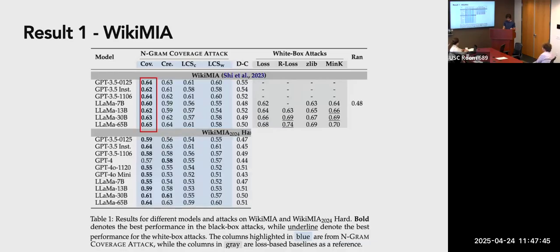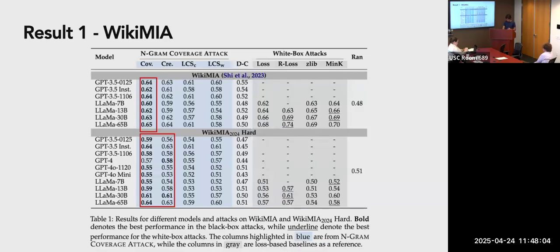Then we also have the rest of the table, which is this Wiki MIA hard part. The performance dropped, which is to be expected because we are making this a harder data set where you have to pick up on these smaller signals between version histories of an article. And in this case, in some cases we're performing better than or at the same level as the white box attack, which is very nice. For example, on Llama 30B, 0.61 is our best method, and the max performance using this reference loss is 0.61.